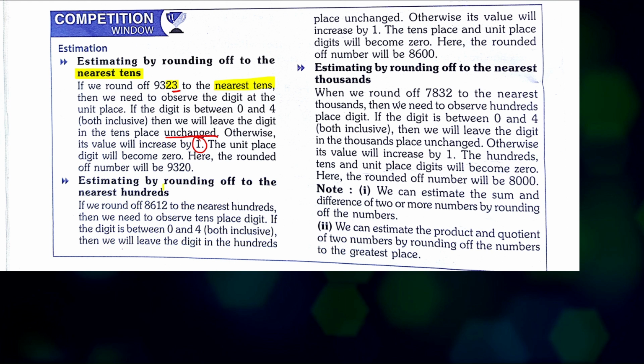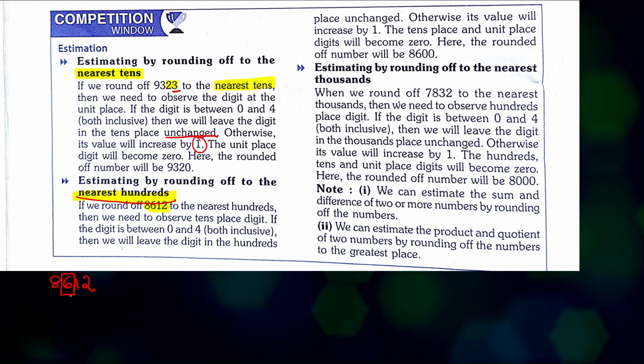Estimation by rounding off to the nearest hundreds. Okay, nearest hundreds. So let's take this number, 8612. They have asked to round off to the nearest hundreds. So ones, tens, hundreds. They are asking us to round off to the nearest 100. Here it is 600. Okay, so 8612.